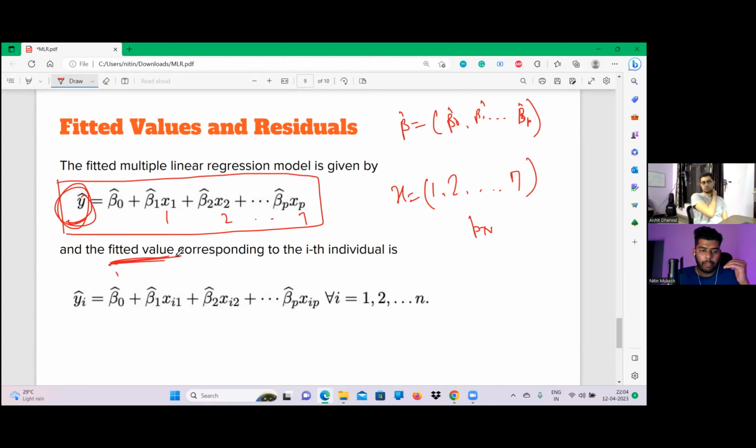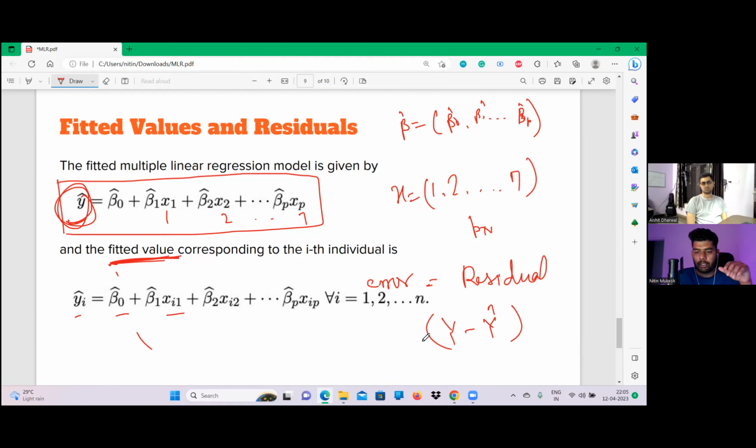If you want to represent the fitted value for a particular ith row of the data, you can do the same: put the ith values, xi1 and so on, and you get this for the training data. Once you have the model, you can calculate the residual. What is the residual? The residual is basically the error term. Let's say y is the real values that you have in the data, and y hat is the predicted. So y minus y hat is called the residual.